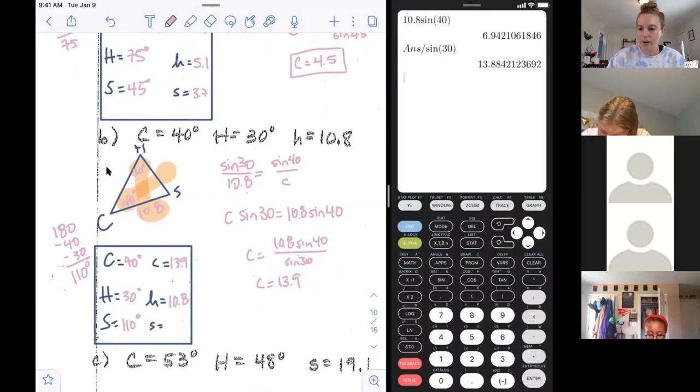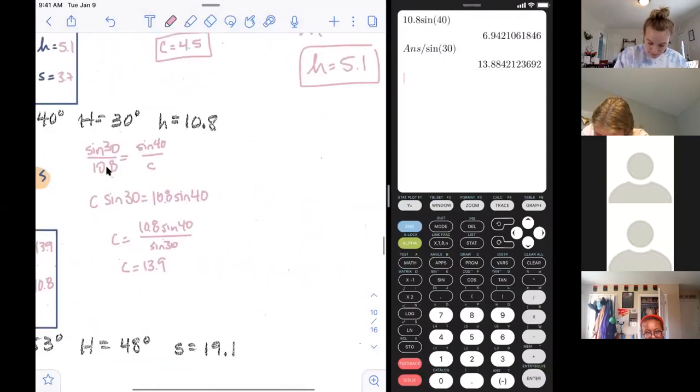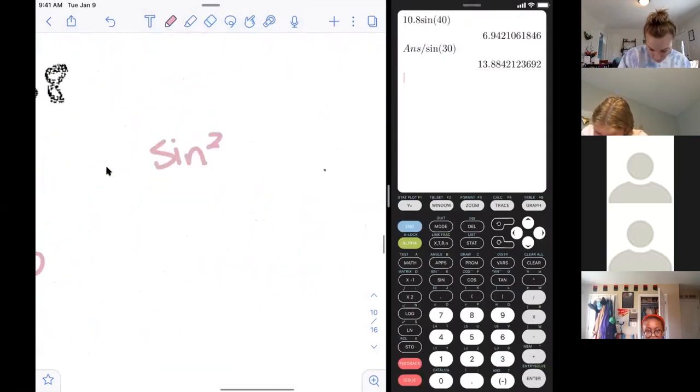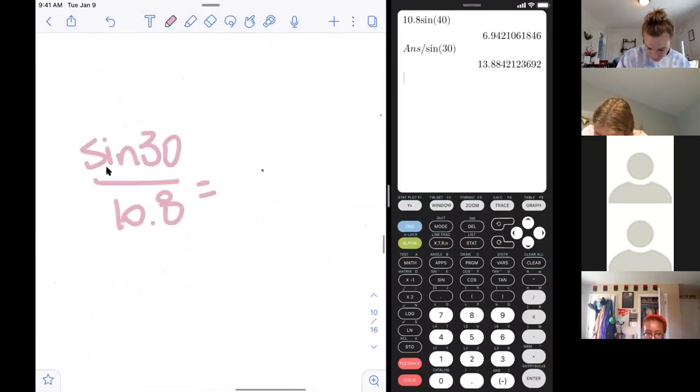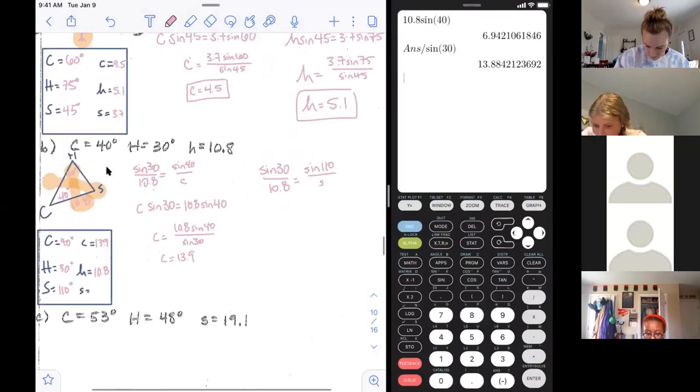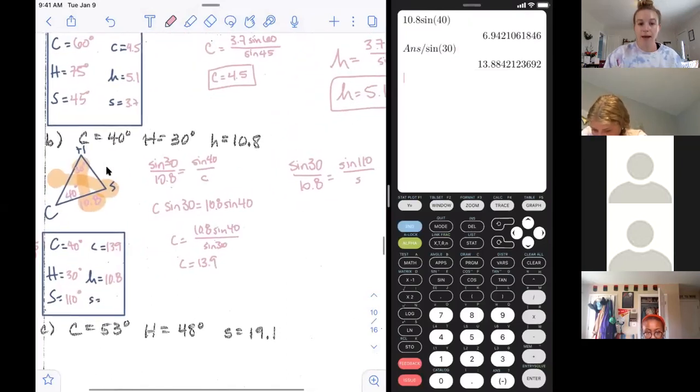Any questions so far? Same idea for the next one. Little s. I'll still do sine of 30 over 10.8, but then I'll do sine of 110 over little s. I don't know if I said that right, so I'm going to zoom out so you can look at it real quick before I solve.